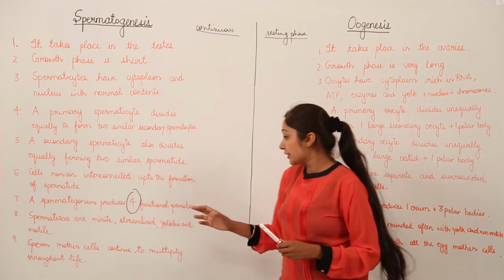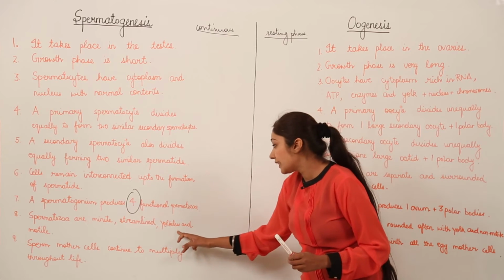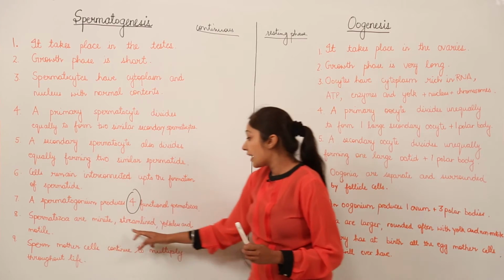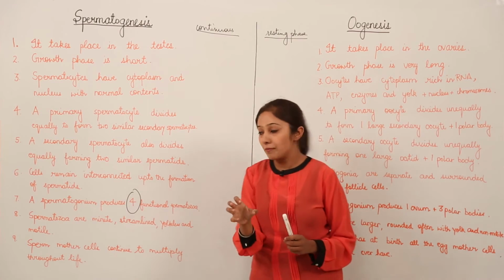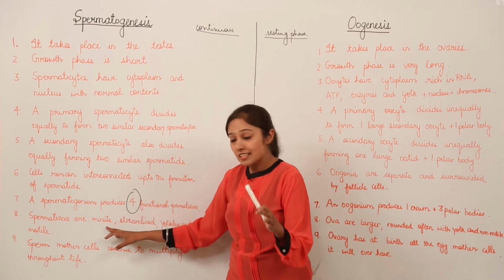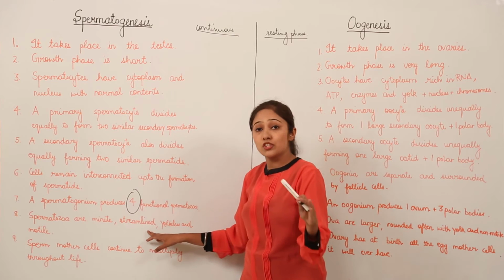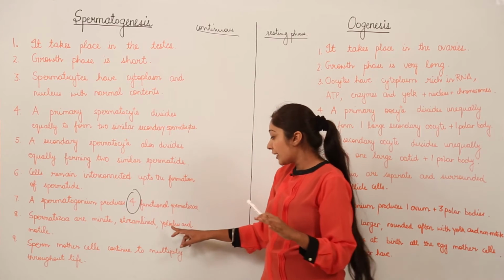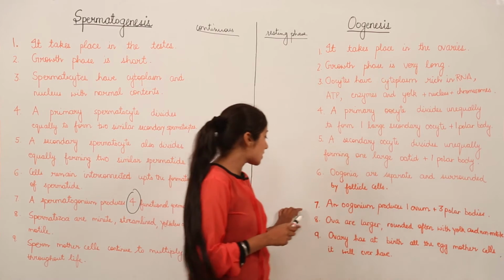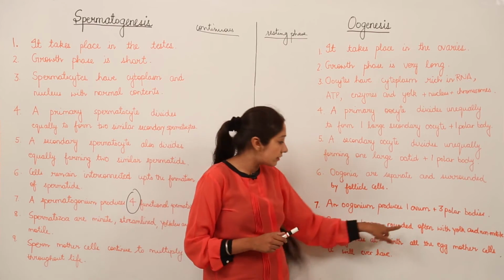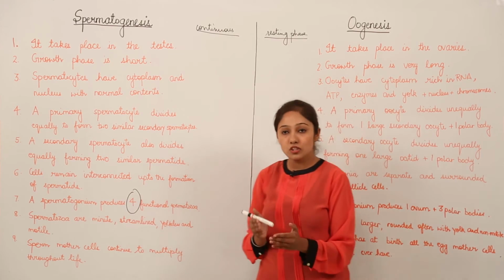Then we move on to the 8th point. Spermatozoa are minute, streamlined, yolkless and motile. They are motile, which means they can move, because they have to swim and penetrate the ovum. They are minute, smaller in size, and streamlined, because they have to swim and reach the egg or ova. They are yolkless, and they are motile. But ova are larger in size, rounded, often have yolk, and are non-motile, they cannot move.